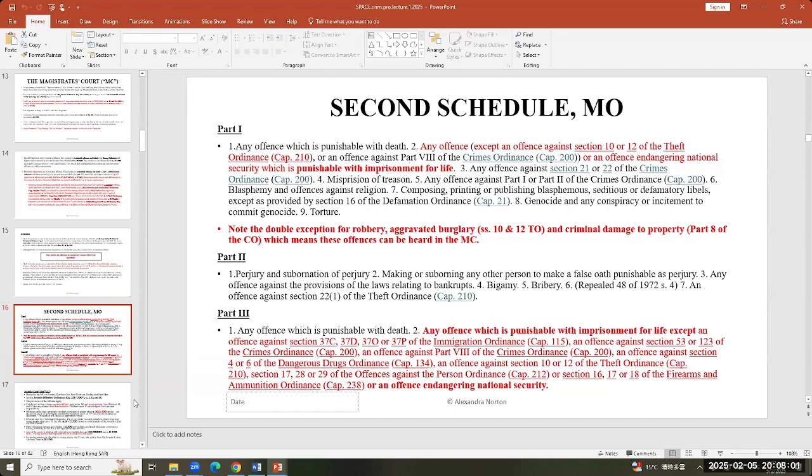So if it's an indictable offense, let's say theft, right? Maximum for theft is 10 years. That's the maximum sentence of imprisonment. It's not in part 1 of the second schedule because it's not an indictable offense that's punishable with imprisonment for life. So that can be tried in the magistrate's court. Okay?